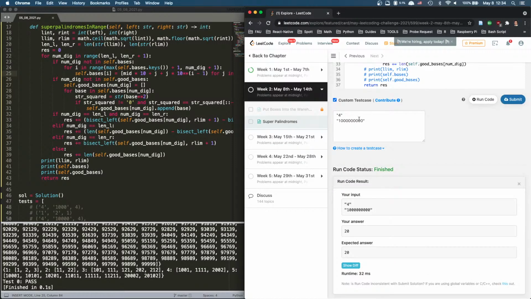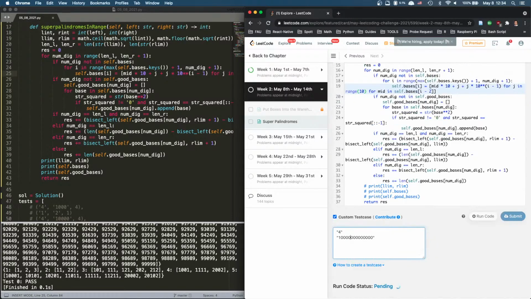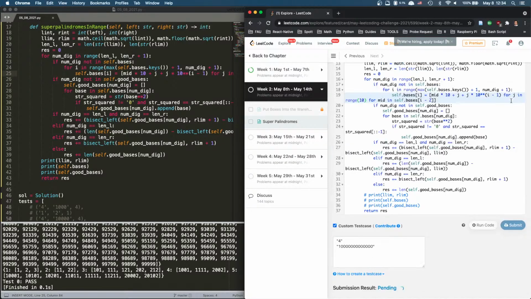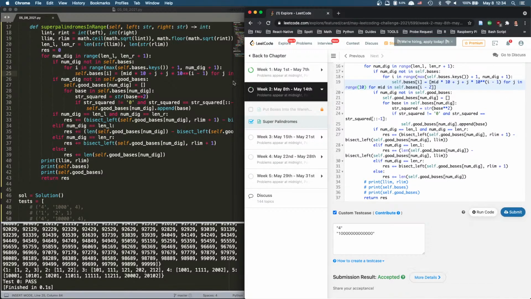Alright. I'm gonna keep adding. I don't even know how many. 1, 2, 3, 4, 5, 6, 7, 8, 9, 10, 11, 12, 13. Okay, I have confidence now. Let's try it. Yep, got it.